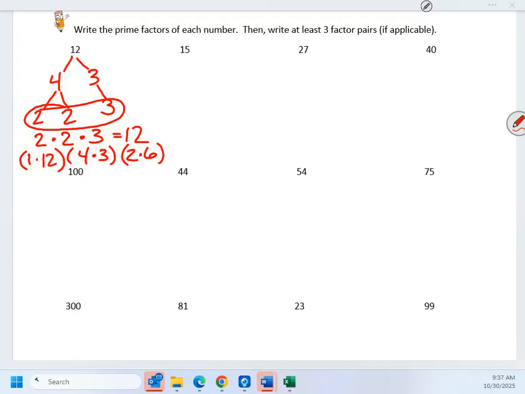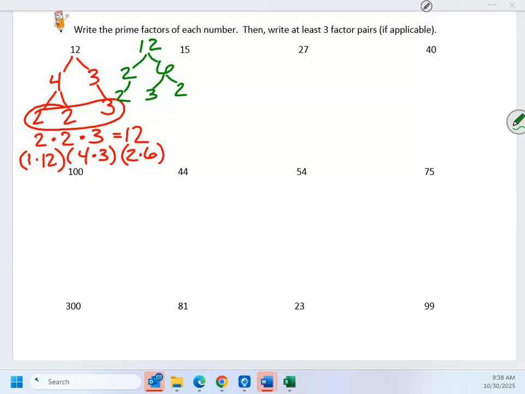Do you think that's the only factor pair I could use? No, I could use 2 and 6 also. So I just want to show you what that would have looked like. If I went with 2 and 6, I would say, well, 2 is a prime. I can't break it down anymore. 6, I can break down to what? 3 and what, Matt? 3 times 2.